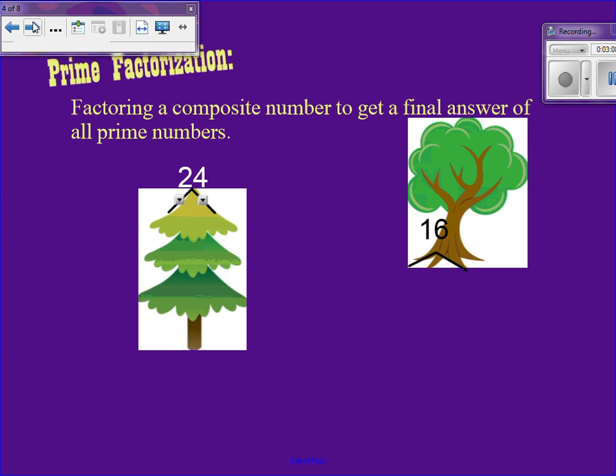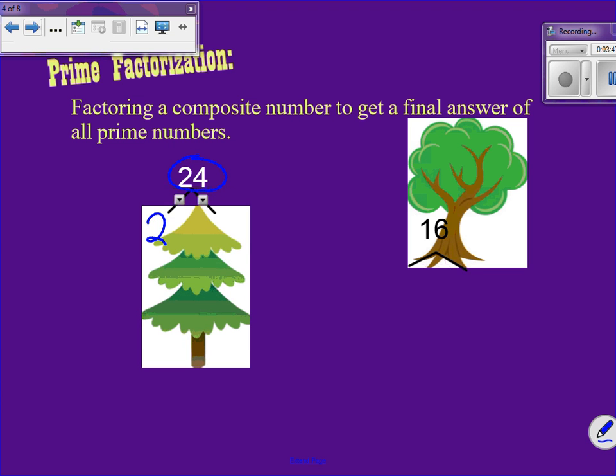So now that we know what a prime number and a composite number is, we're going to look at prime factorization. So factoring a composite number to get a final answer of all prime numbers. So 24 is a composite number, but we want to get it down to prime numbers. So we start off with the number 2, which is a prime number because its only factors are 1 and 2. Then we go 2 times what equals 24. 2 times 12.